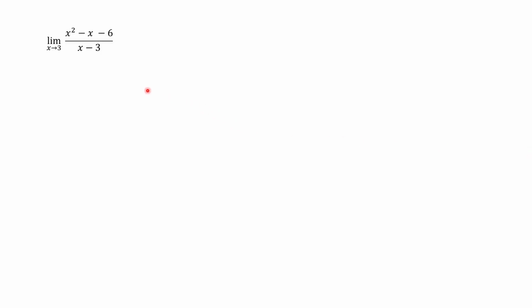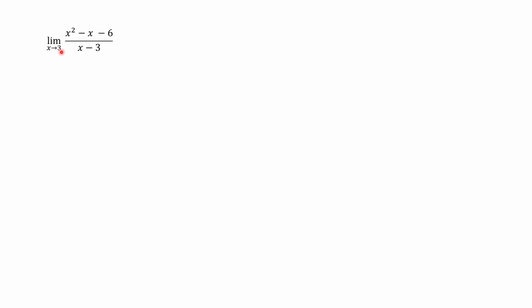Suppose we want to evaluate the following limit. Limit of x squared minus x minus 6 over x minus 3 as x approaches 3. Here we have a rational function. If some of you don't know what a rational function is, it is a fraction such that both the numerator and the denominator are polynomials. Anyway, we want to find the limit of this fraction, this function, as x approaches 3.